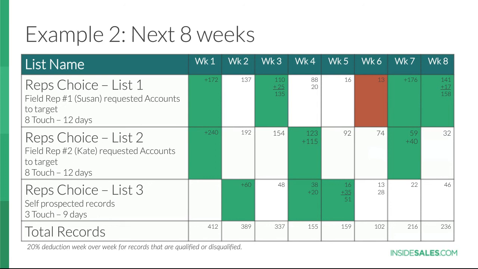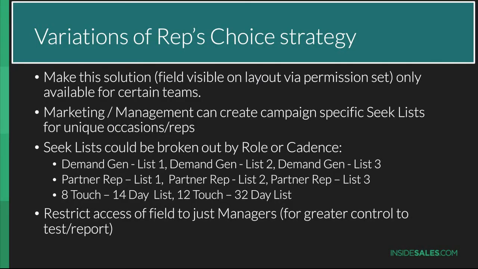Then we've got considering the limitations of the number of Seek lists you can have. Maybe you determine demand gen only needs 1 or 2 lists, but account managers need more like 4 or 5 lists, because they can decide from a very short cadence to a very long cadence. So these are all just things that you want to keep in mind.